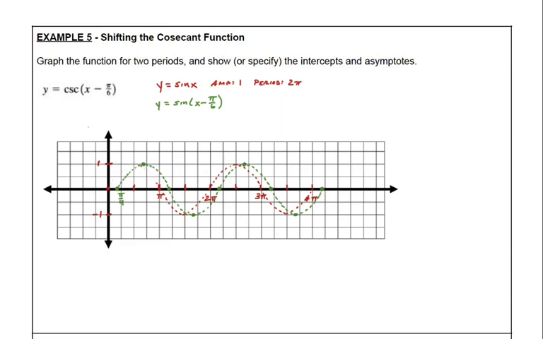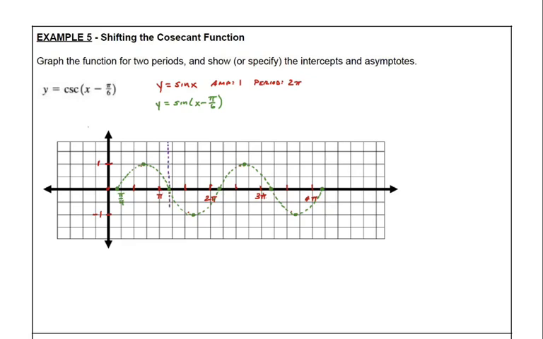So what I'm going to do is then erase the red one. You can leave it there. I just know that if I keep both of those functions and the cosecant and the asymptotes, it'll probably get a little hard to read. So that green graph I have now is my shifted sine function. And from that, I want to draw my cosecant of x minus pi over 6.